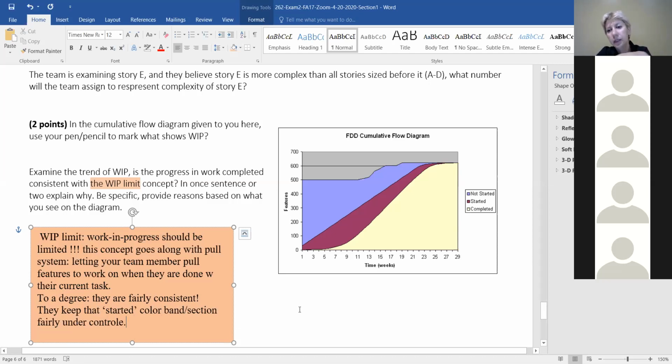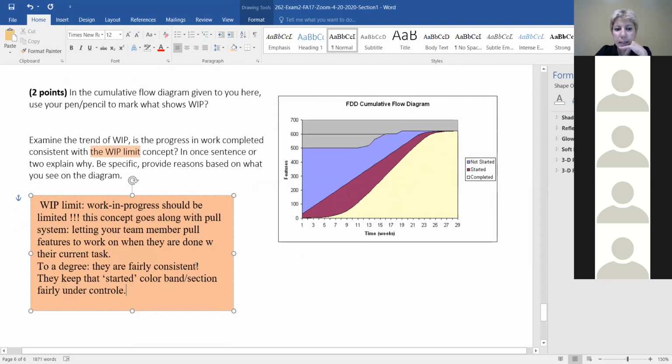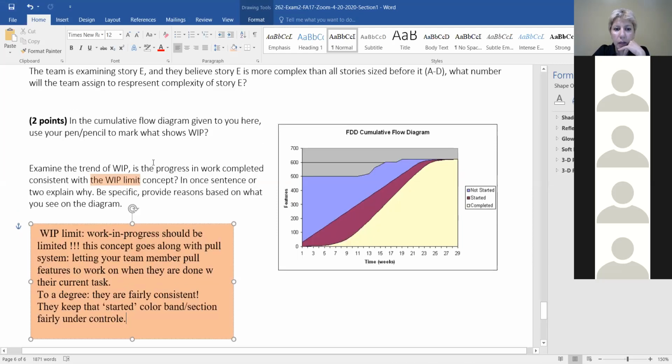So an explanation like this would work. You just need to show me that you know what work in progress limit is. And I think Nick R has shown that here.